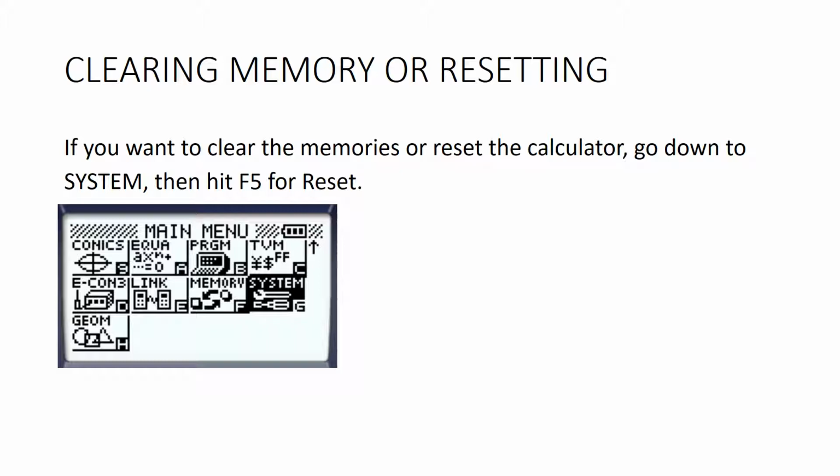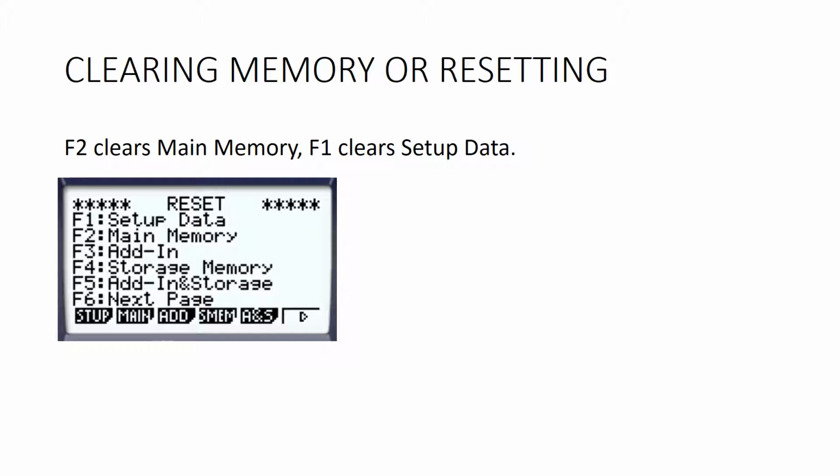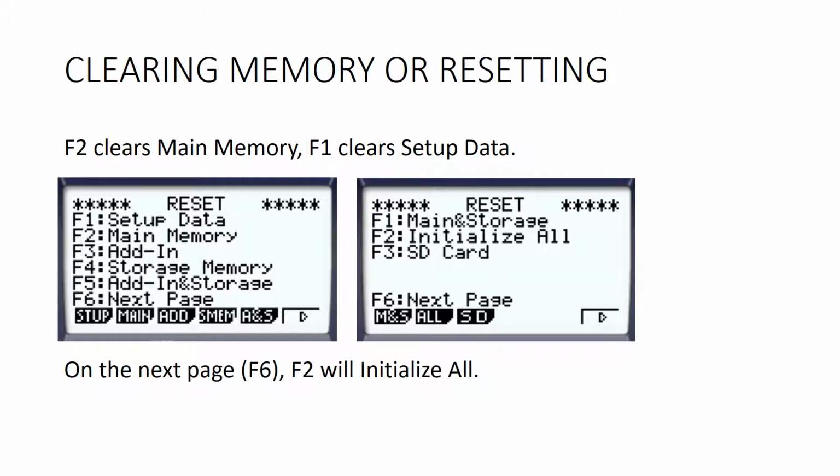If you want to clear the memories or reset the calculator, you go to System, which is on the second page of the main menu, or you can go to Memory here. Okay, and then you hit F5 for Reset, which is here. You can reset the setup data, the main memory, the storage memory, any of those that you want to. If you want to completely initialize it, you go to the next page, which is F6, and then you initialize all. You'd only really be using that if you got the calculator into some sort of mode that you didn't know how to get out of.